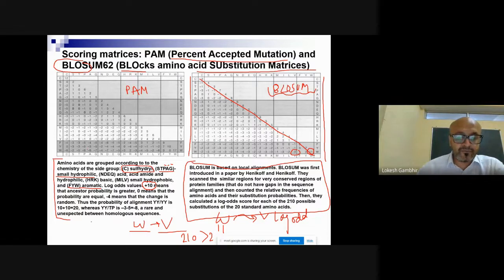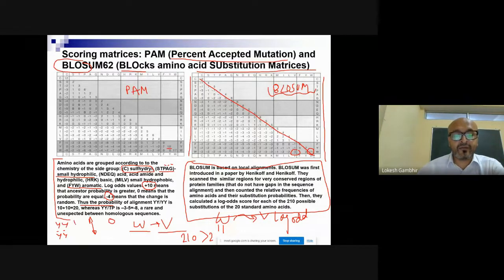The plus 10 score means the ancestor. If you're talking about the divergence part, then the ancestor probability is dominant. I'll tell you what that means. If the value is 0, that means the probability of that amino acid being present at that position is equal. A score of -4 means that the change is happening at random. So if I want to align these two sequences, I look at the score: Y aligning with Y is 10, so I'll write 10 plus 10, 20.